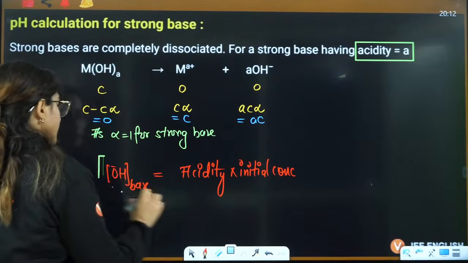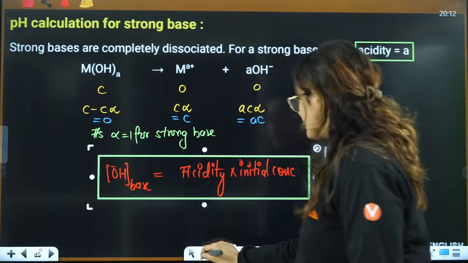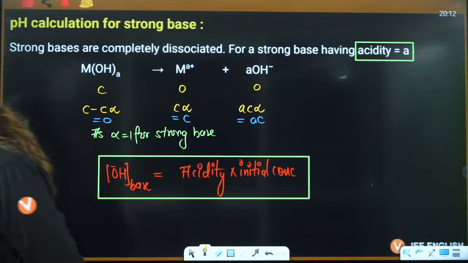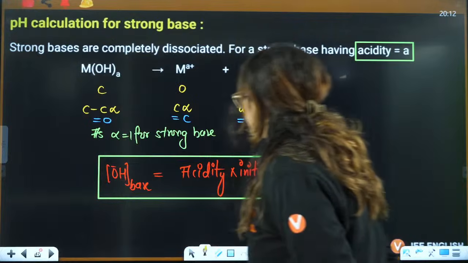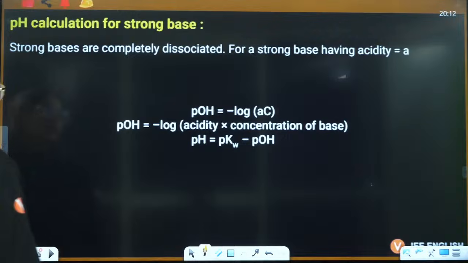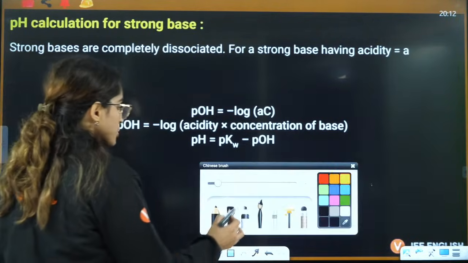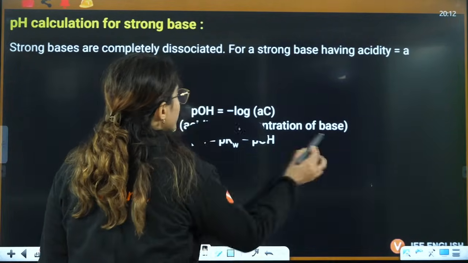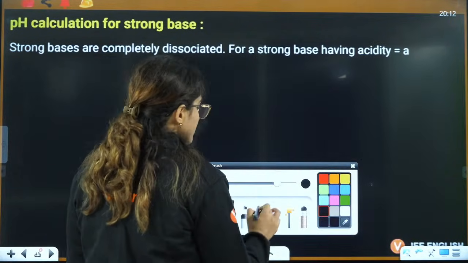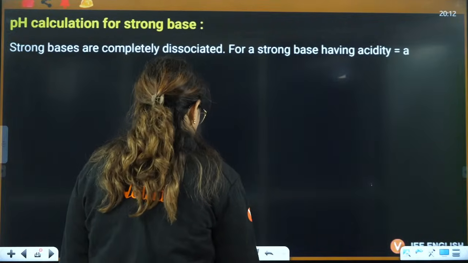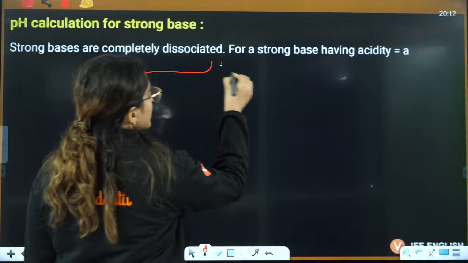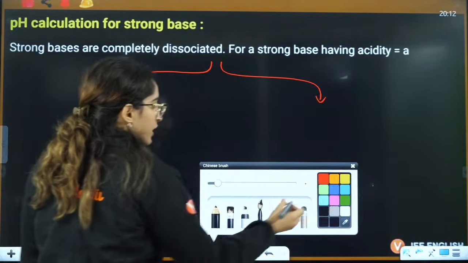Okay, that is OH negative concentration, right? That is going to be OH negative concentration. Now, the same thing that we did in case of water and in case of acid, we are going to do here. Not even a 1% difference is there, right? So, two cases we'll have. What are these two cases?